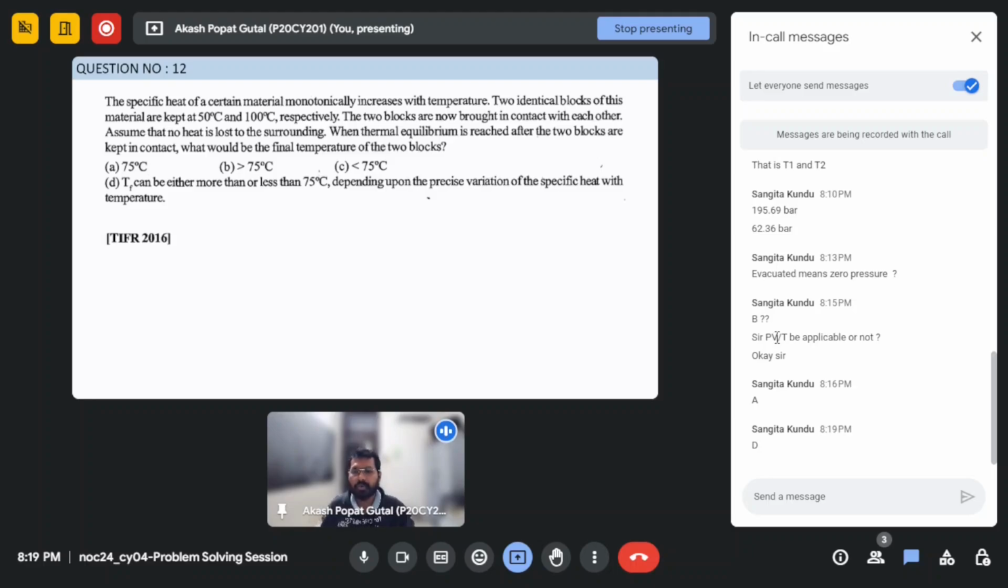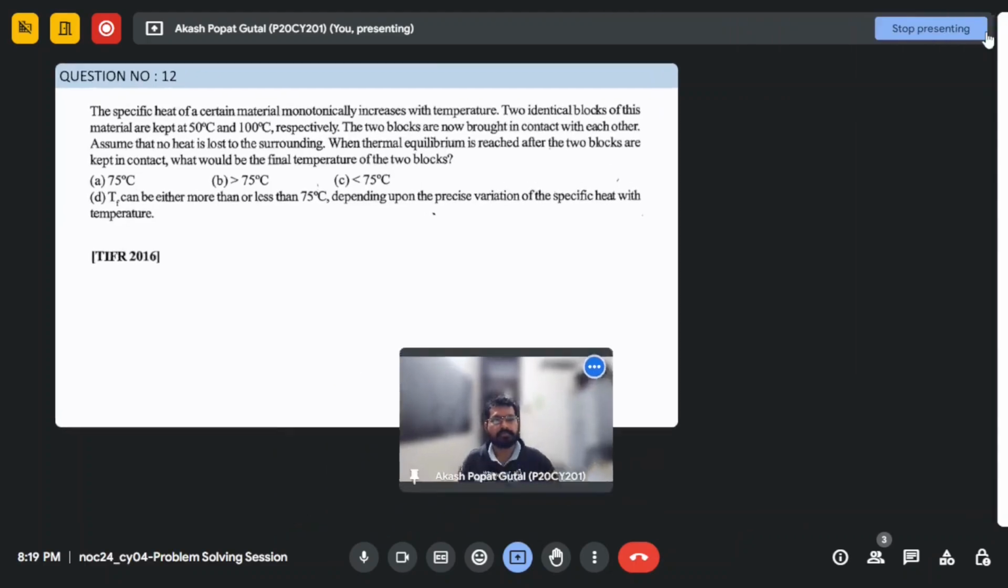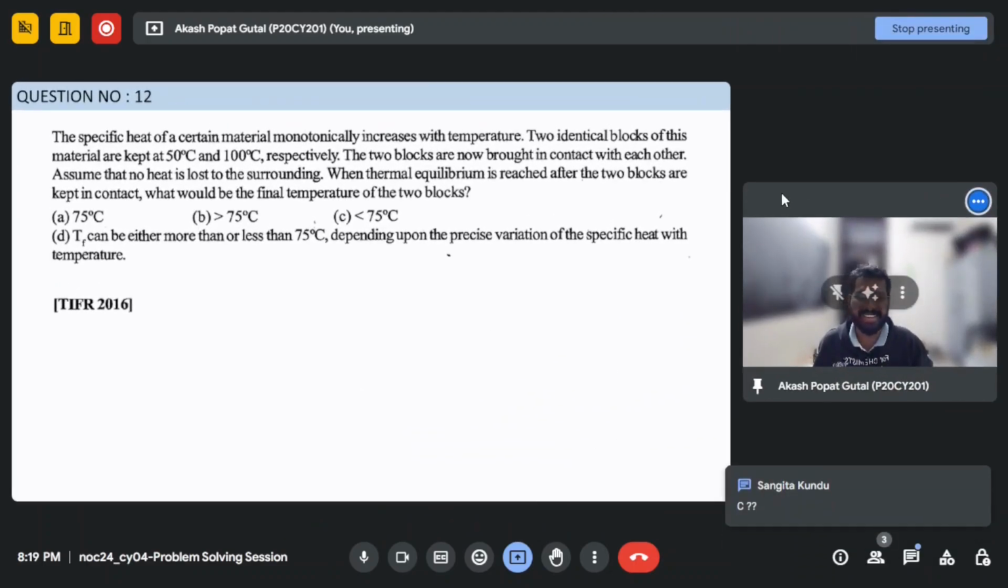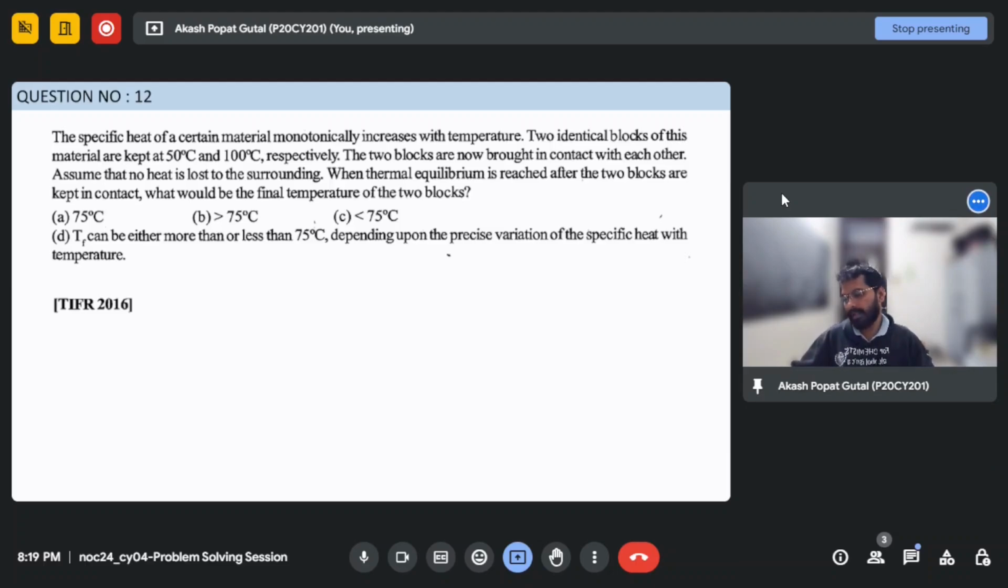TF can be either more than or less than 75 degrees Celsius, depending upon the precise variation of the specific heat with temperature. So that is not done, sir. No. Sorry, one thing I need to check. The answer is no, not C. Yes, this is.